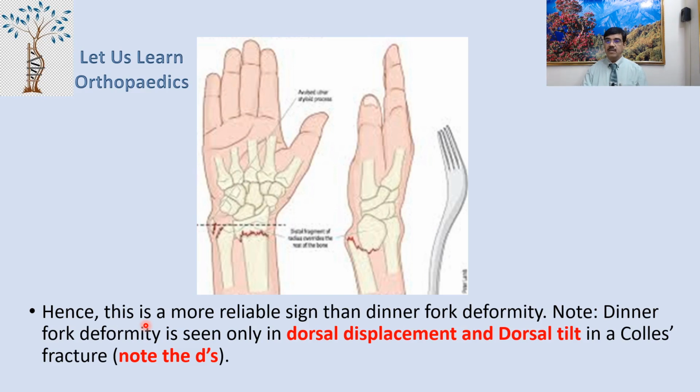And hence it is a more reliable sign. The styloid process test is a more reliable sign than the dinner fork deformity, because you need to note that dinner fork deformity is seen only when there is a dorsal displacement and dorsal tilt in the Colles fracture. Now you need to note these: dorsal displacement and dorsal tilt causing dinner fork deformity.